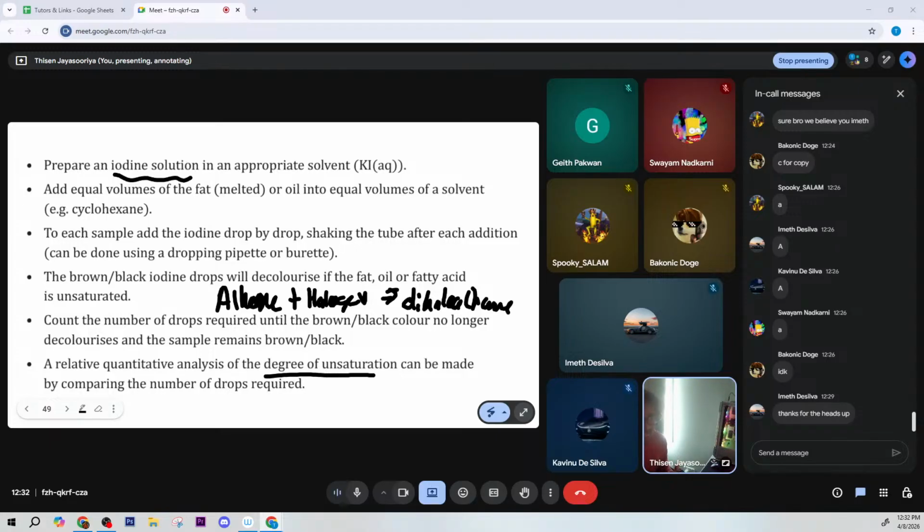The main idea is that you understand that iodine is being used to determine the degree of saturation of these compounds. The more iodine it takes up, the more unsaturated a compound is. Any questions about that? Okay.